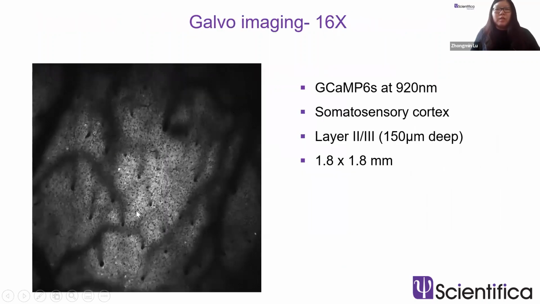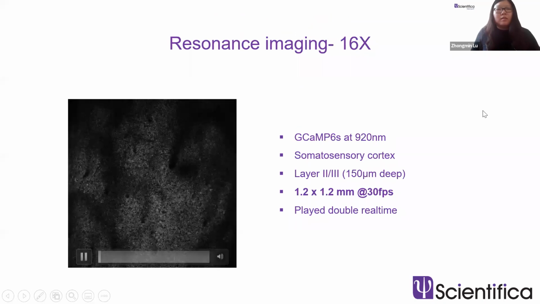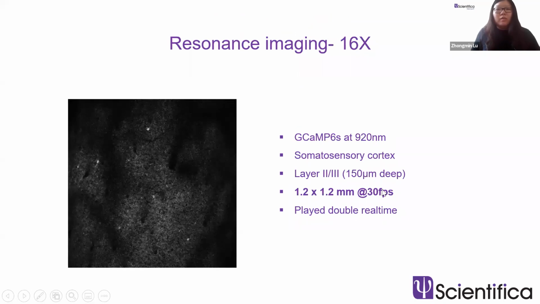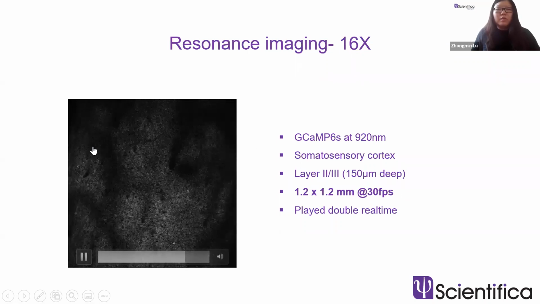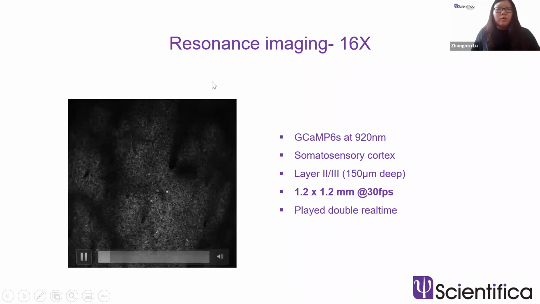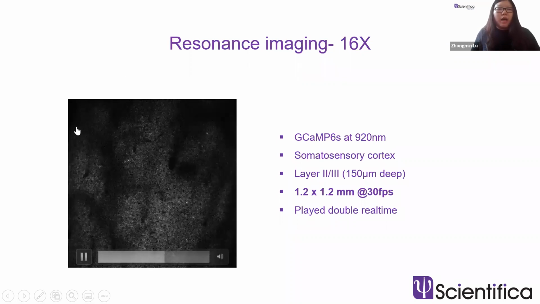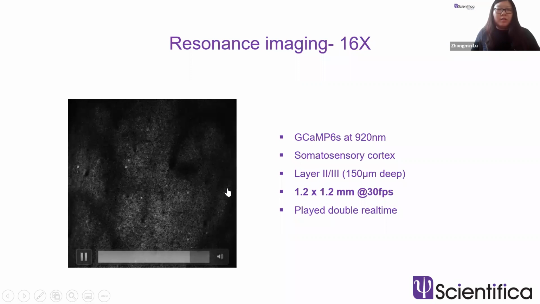So this is just a snapshot of TCaMP6s at 920 nanometer, showing you how big this field of view is, 1.8 by 1.8 millimeter. And this is the resonance scanning. Even with a high frame rate, like 30 frames per second, you still get 1.2 by 1.2 millimeter. With the relay lens system, you get every piece of information, including the edges, with high imaging quality.